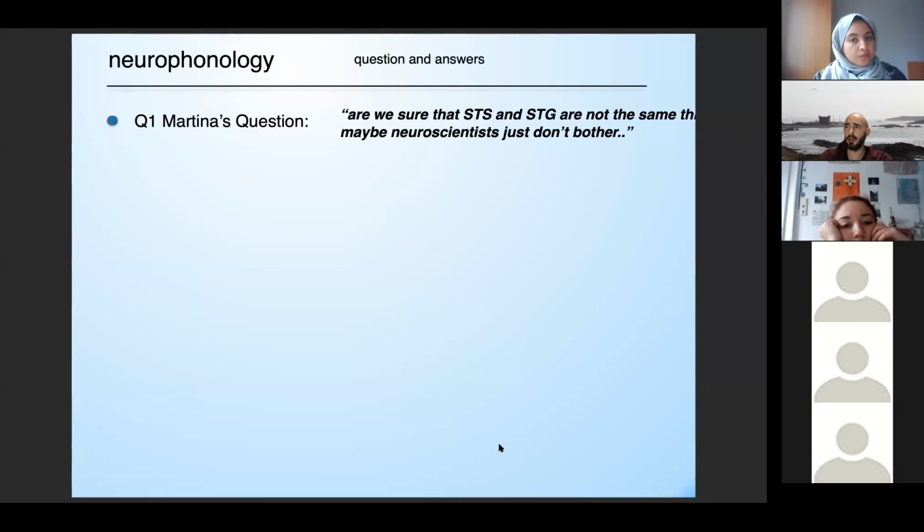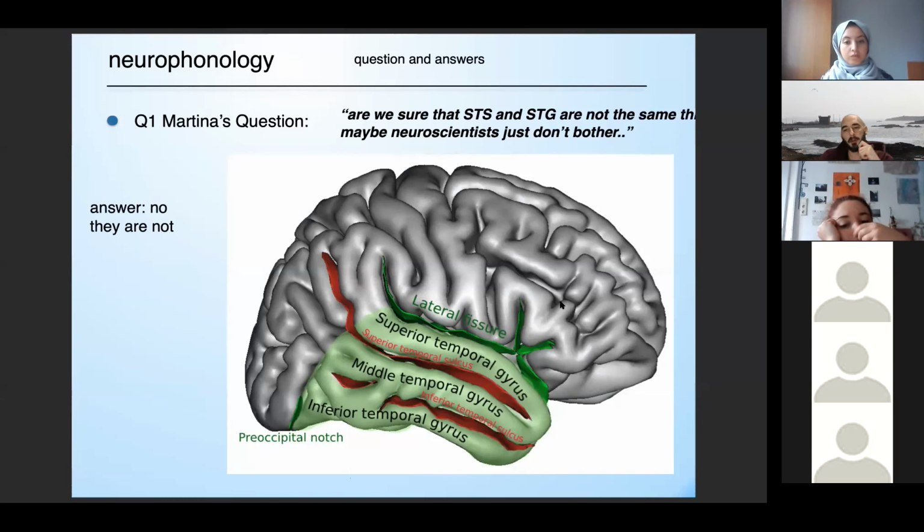So are we sure that these are not exactly the same area? And the answer is no, they're not. They're not the same area. So if you look at a 3D picture of the brain, where you have the temporal cortex highlighted, this is the superior temporal gyrus, the STG, right? This is confusing because this is switched. So this is the right hemisphere, but, you know, not a big issue.